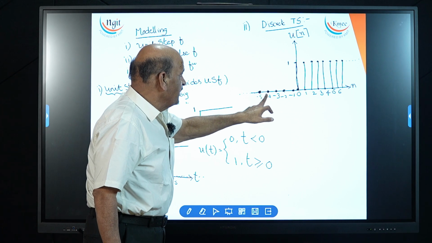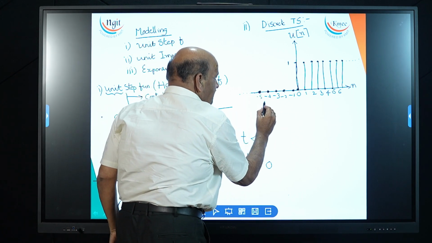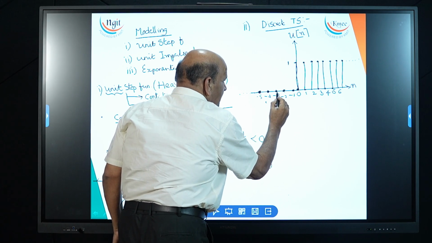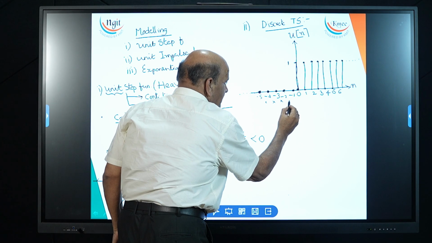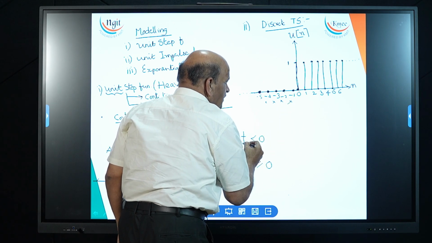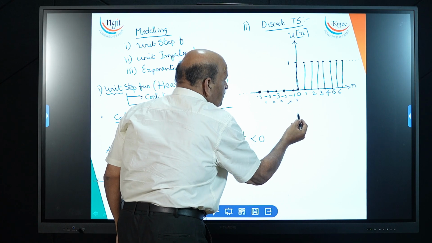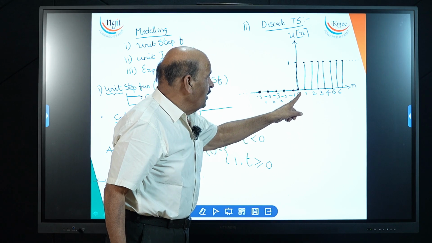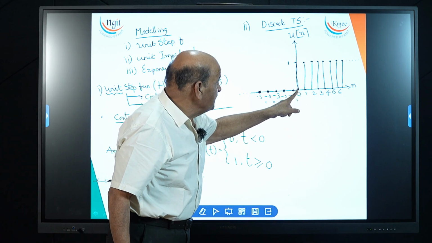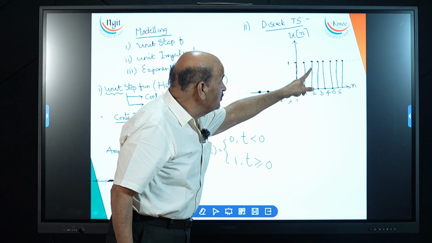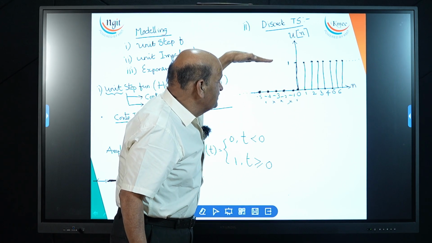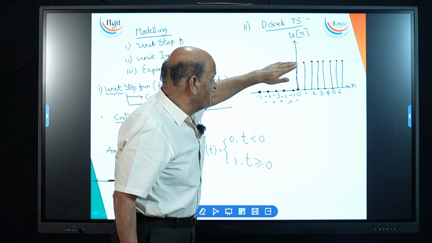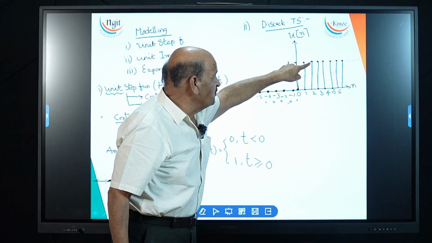But here, not continuous. Between -5 and -4, no representation. Between -4 and -3, no representation. Between -3 and -2, no representation. Between -1 and 0, no representation. Here also, between 0 and 1, no representation. Only representations are at integer 0, integer 1, integer 2, integer 3, like this. Looking at the level of all these spikes, that is equal to 1. So amplitude is equal to 1.